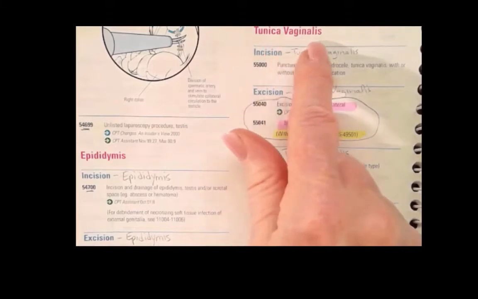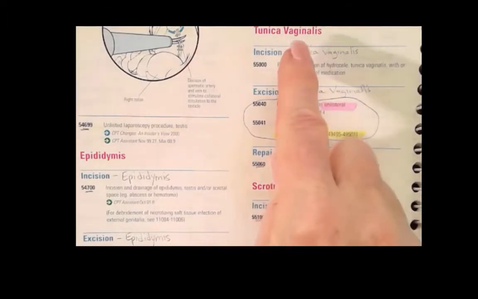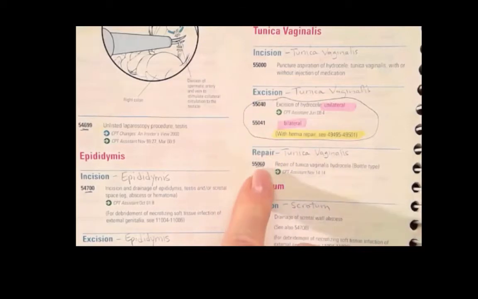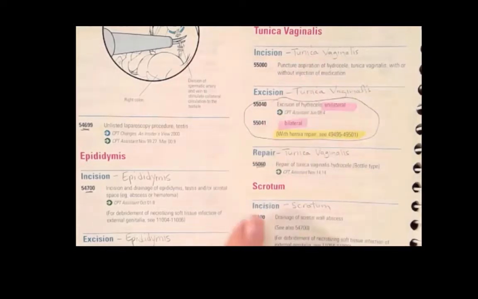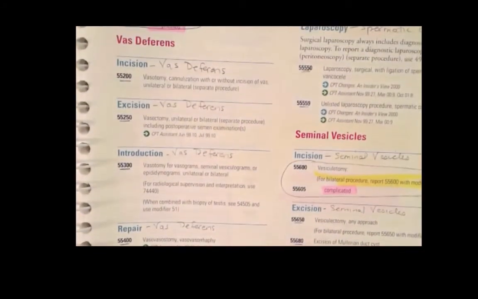Over here, tunica vaginalis, which is the membranous covering over the testes. Incision, excision, repair. Each time making the point of writing beside them what it is. Then the scrotum, incision, scrotum, excision, scrotum. The next page, it continues.